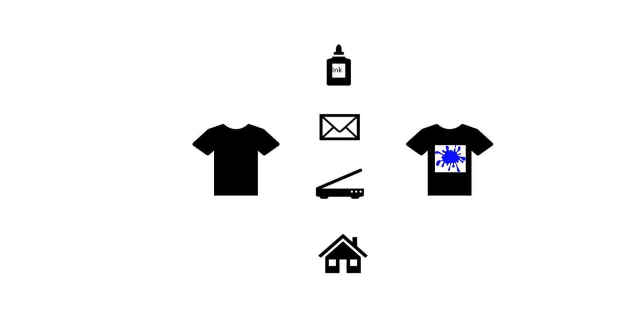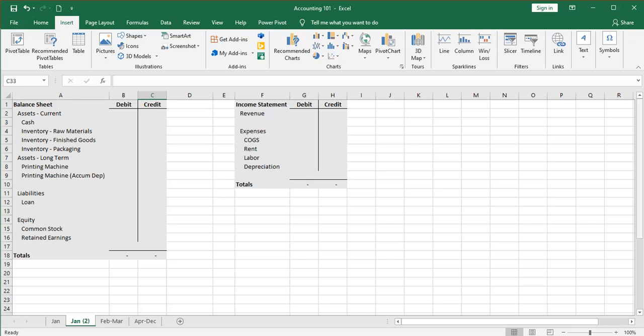Now, obviously, there would be other costs involved. We would probably have some business insurance and a website fee and a phone bill, but I'm going to overlook those to keep this simple. The point of this is to show how debits and credits flow onto the financial statements. Let's get started with our business.